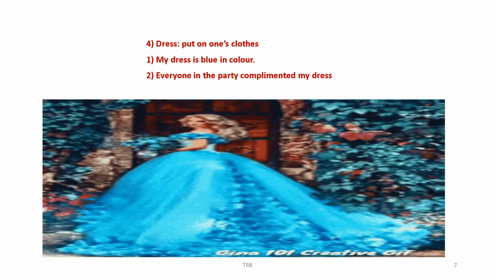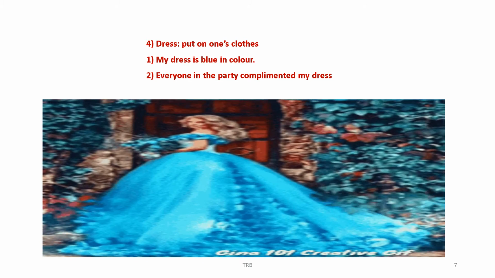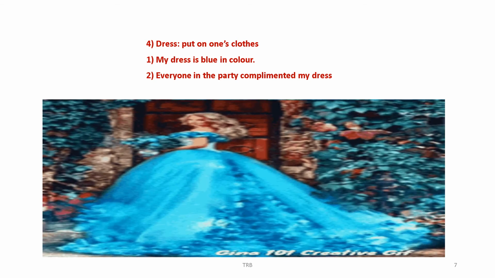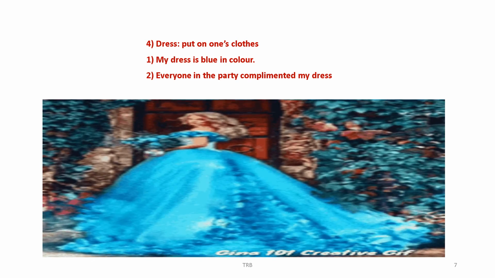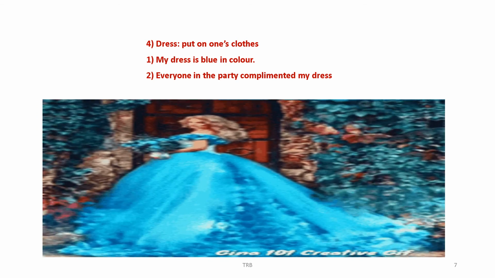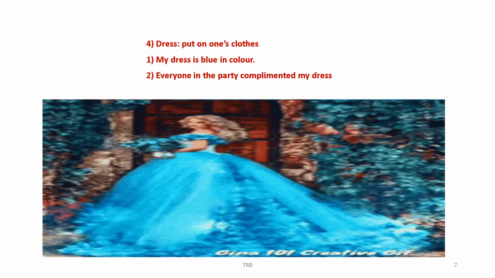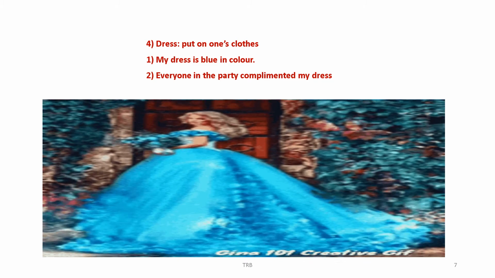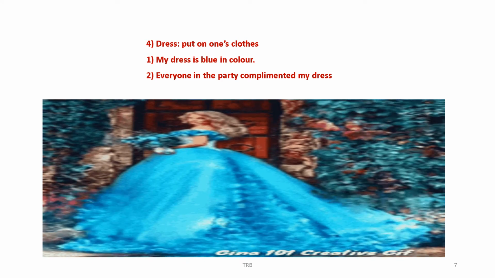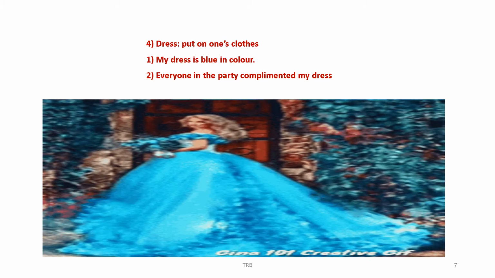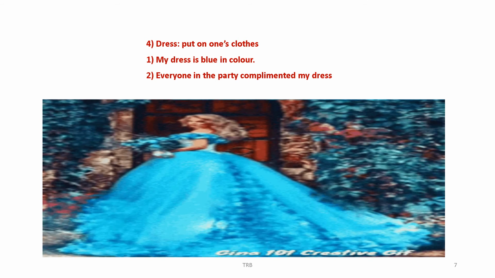Dress means put on one's clothes. See, when we go out, we try to dress up ourselves in a way that others watch us and say, oh, what a lovely dress it is. Okay? So dress means put on one's clothes. My dress is blue in color. Everyone in the party complimented my dress.